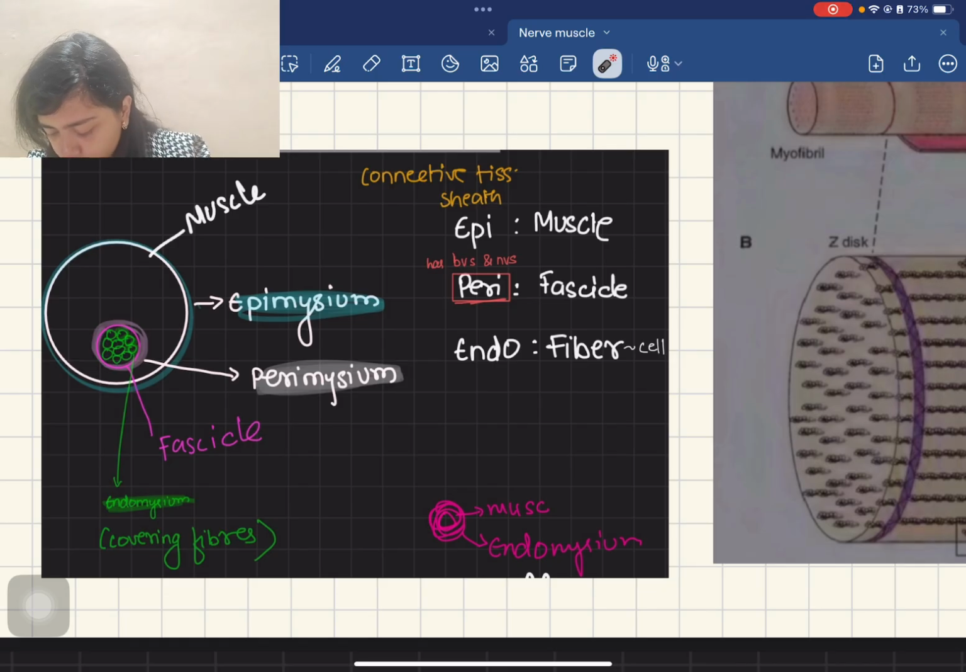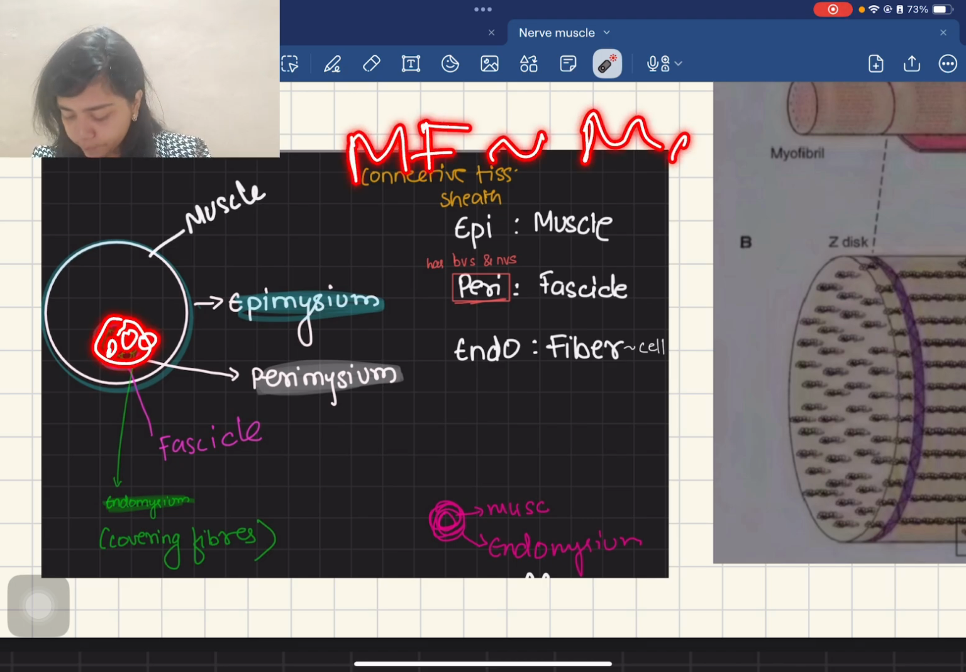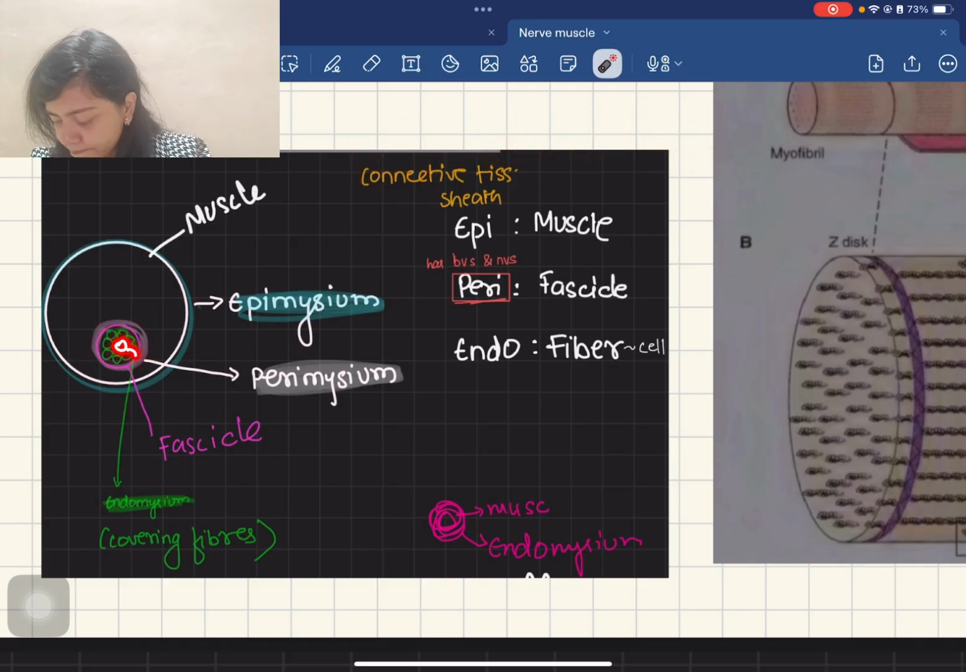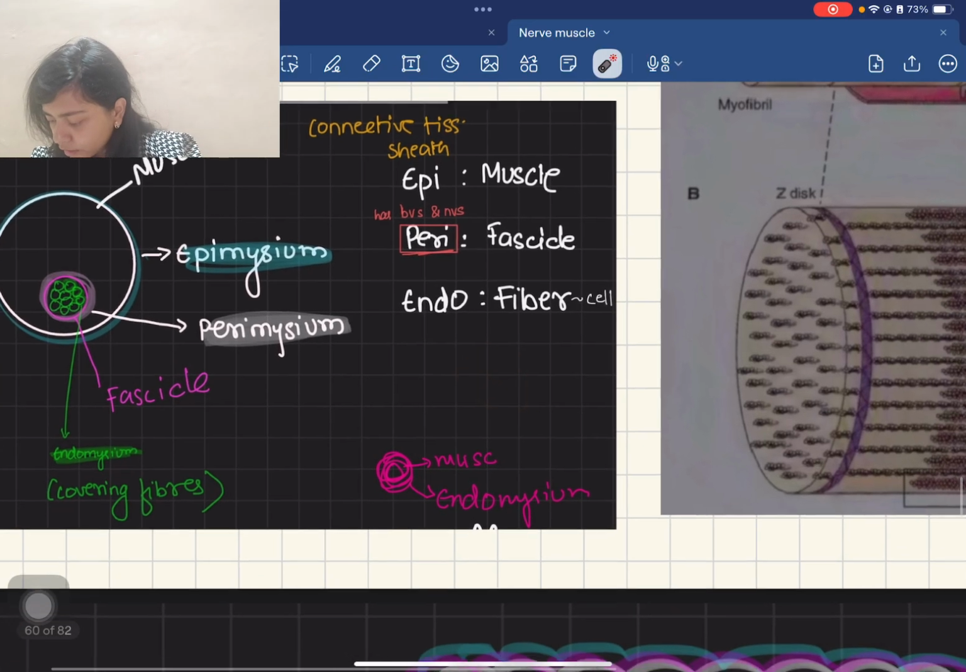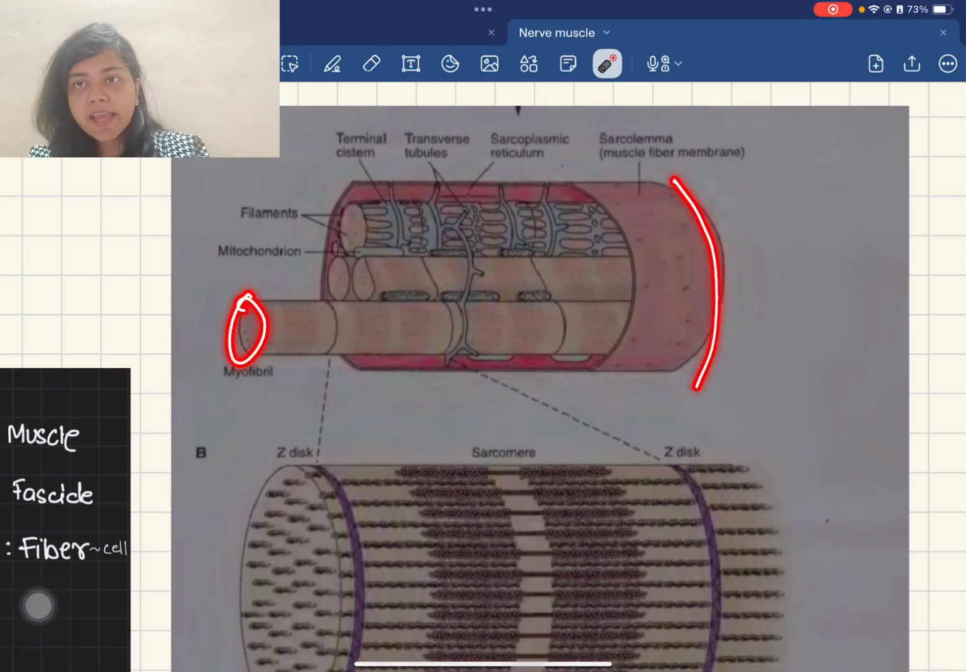In my last video we know that this is a fascicle, inside which there are going to be many muscle fibers. A muscle fiber is equivalent to a muscle cell. In each muscle cell we will have many myofibrils. This is the arrangement here. This is one muscle cell and it is going to have many myofibrils. This is one myofibril.